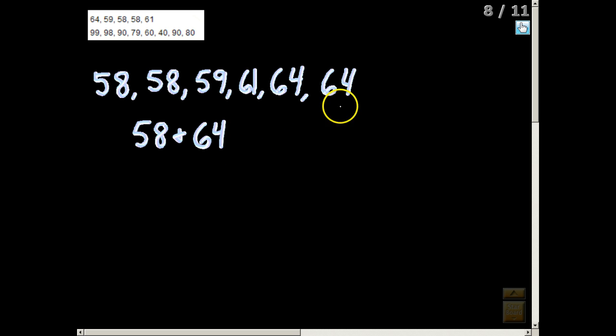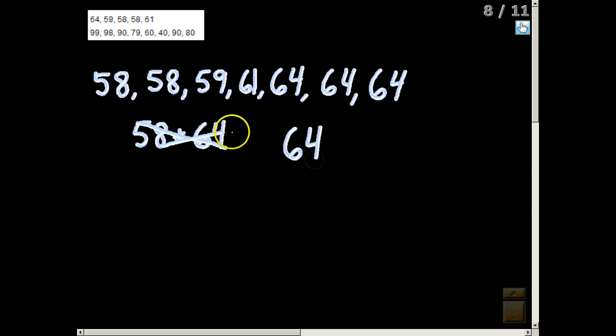Now let's say, for example, there's a lot of what ifs. What if we had 64 occurring 3 times, 58 occurring 2 times? Then my mode from this set of data would be 64. Okay, because even though 58 occurs twice, remember the mode is always the number that occurs most often.